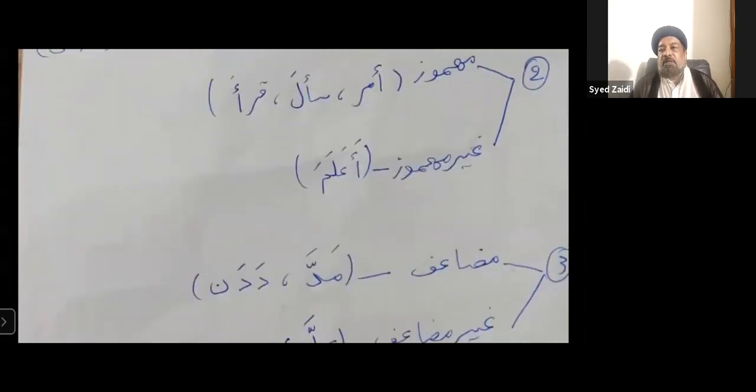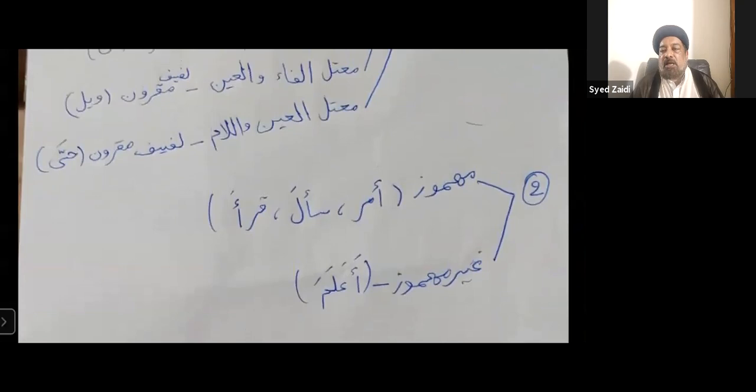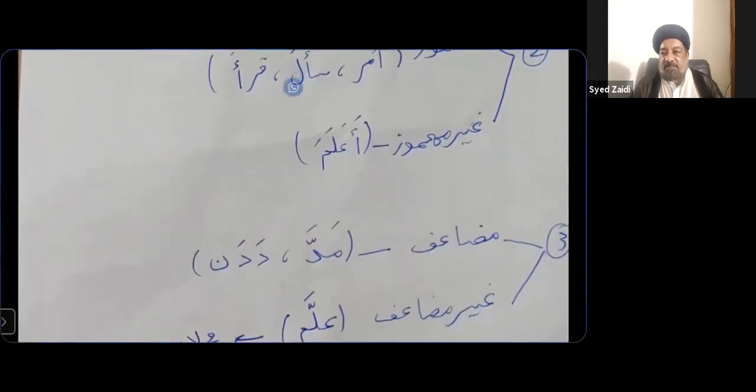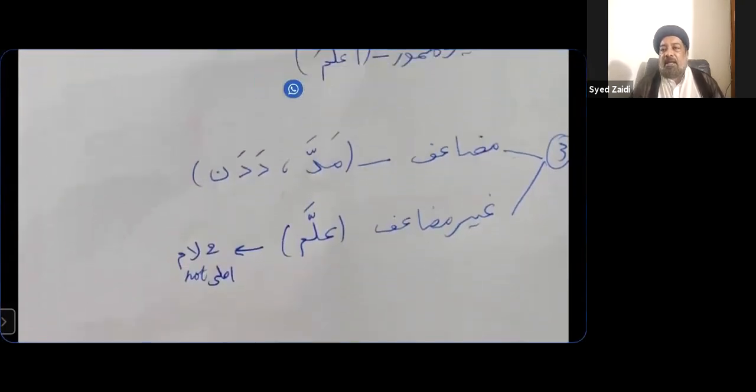For example, if the ainul fail or lamul fail of a word you see are from the same category. Third category. Now, in muda'af, the word that you see is madda. And if you open that word, it becomes madada. Now, the two dals are the root letters and also the same letters from the same family, dal and dal, two same letters. And these two letters are also ainul fail and lamul fail, or any of the two letters.